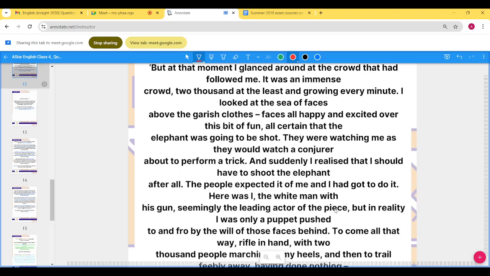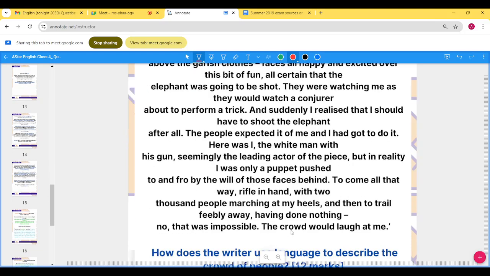Here I was, the white man with his gun, seemingly the leading actor of a piece, but in reality I was only a puppet pushed to and fro by the will of those faces behind. So again, we've got metaphorical language here, showing that the crowd in this metaphor are the puppet masters. They are the ones leading, but all well for the colour of his skin. The white man would be expected, and his position as policeman would be expected to be dominating his position, but it's the crowd who are dominating me.